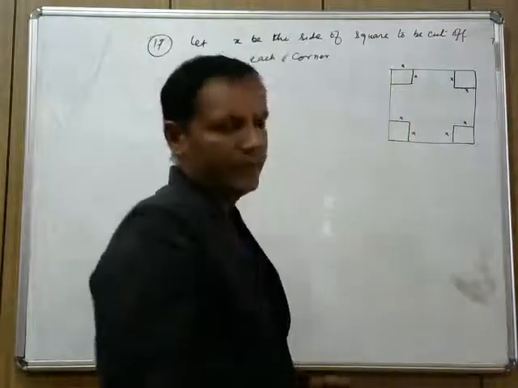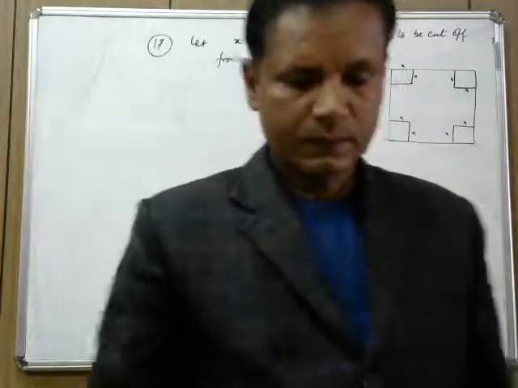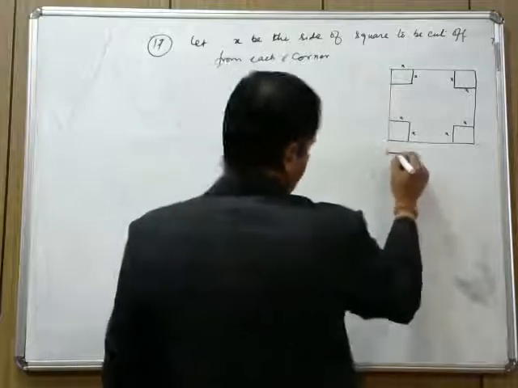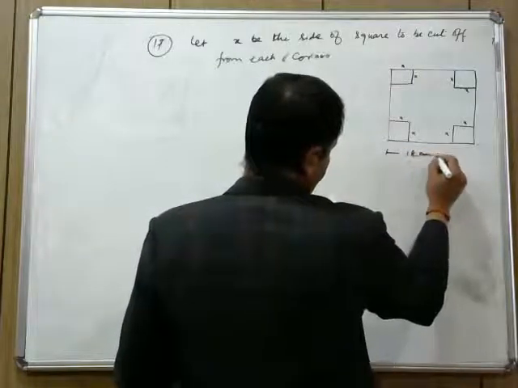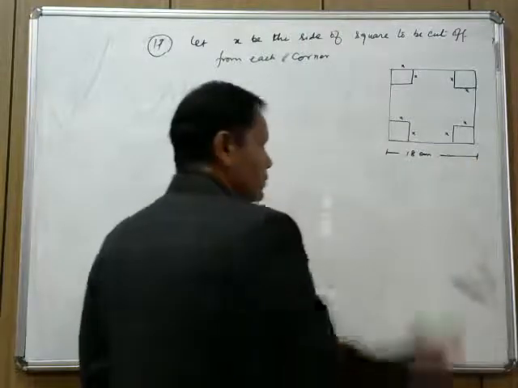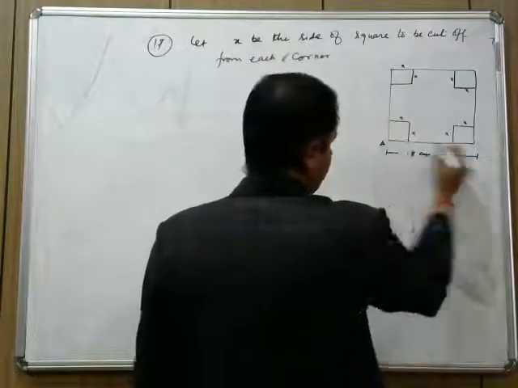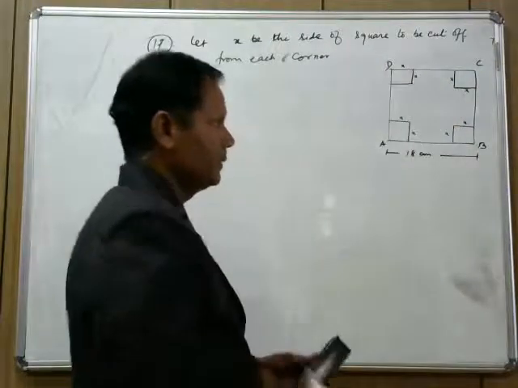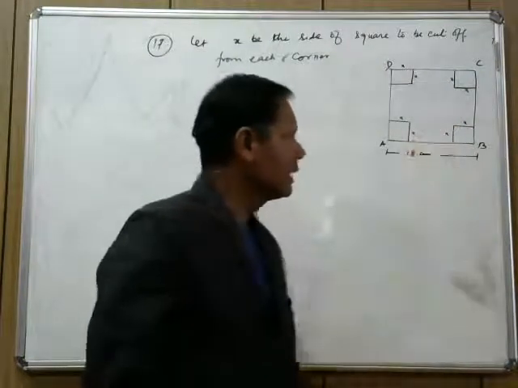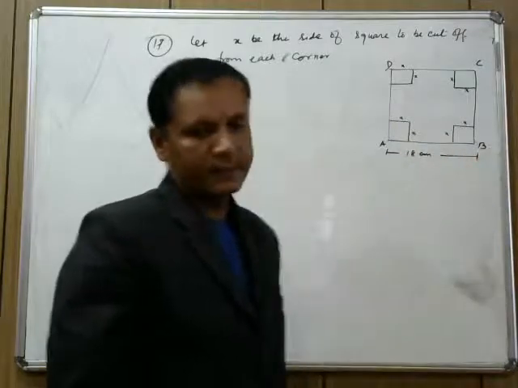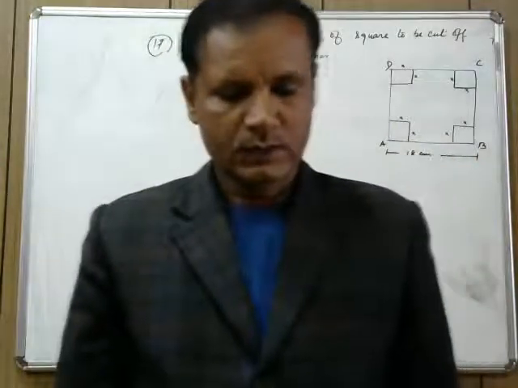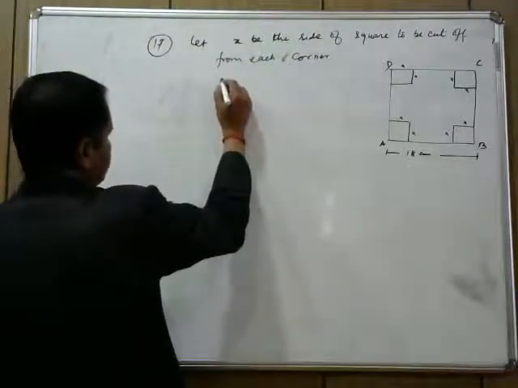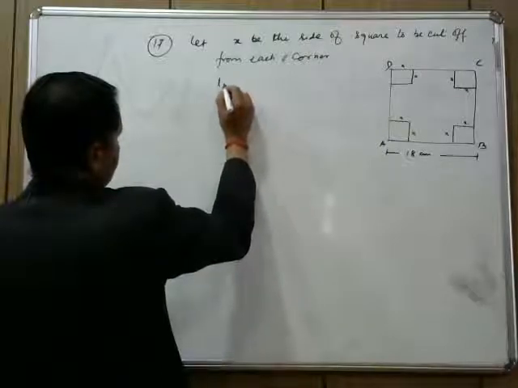The length of a square piece of side is 18 centimeter. Each side is given 18 centimeter. This is given 18 centimeter. And now tell me, if I may mark it as ABCD, if this is total 18 centimeter, then what will be the length left out? 18 minus x minus x, 18 minus 2x, isn't it? Then the length will be the length of a square.